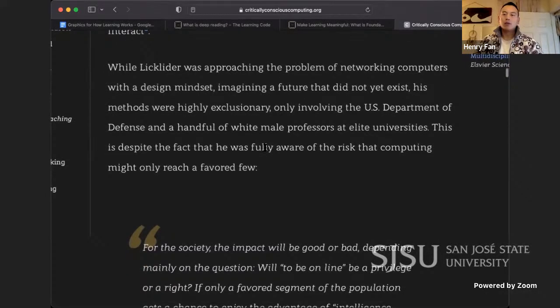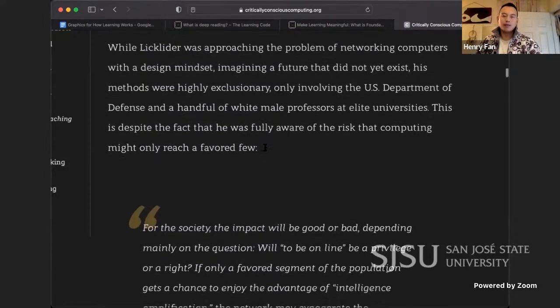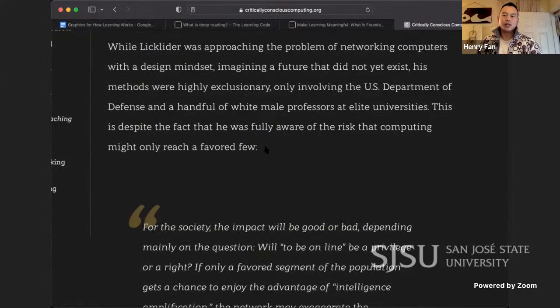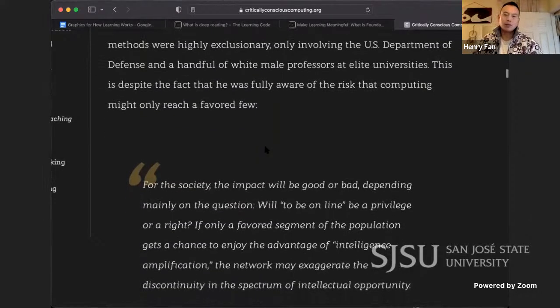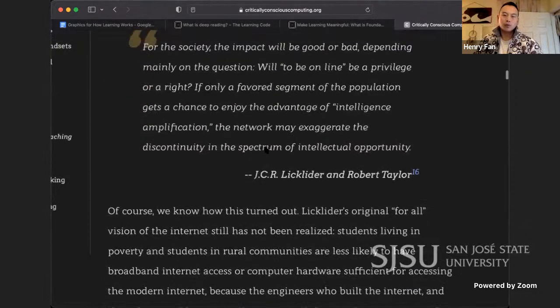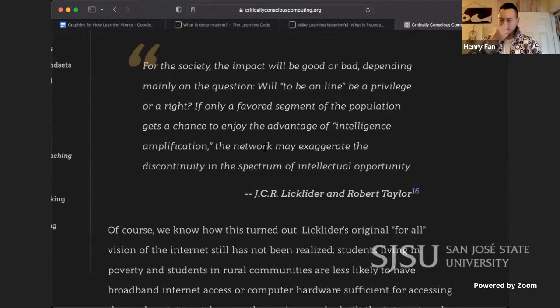While Licklider was approaching the problem of networking computers with a design mindset, imagining a future that did not exist yet, his methods were highly exclusionary, only involving the U.S. Department of Defense and a handful of white male professors at elite universities. This is despite the fact that he was fully aware of the risk that computing might only reach a favored few. Quote, "For the society, the impact will be good or bad, depending mainly on the question, will, quote, 'to be online,' end quote, be a privilege or a right.